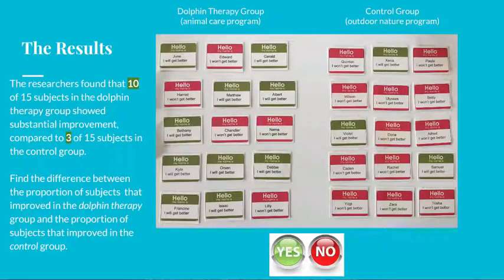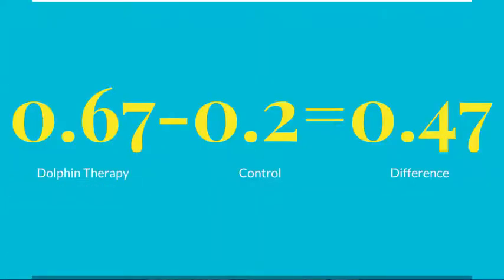At the end of the experiment, the researchers found that 10 of 15 subjects in the dolphin therapy group showed substantial improvement compared to 3 of 15 subjects in the control group. Find the difference between the proportion of subjects that improved in the dolphin therapy group and the proportion of subjects that improved in the control group. The difference in the two proportions is 0.47.